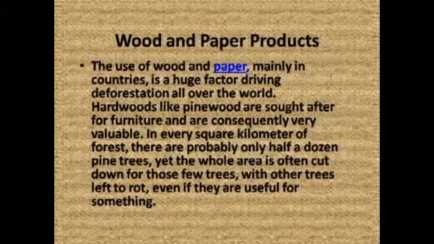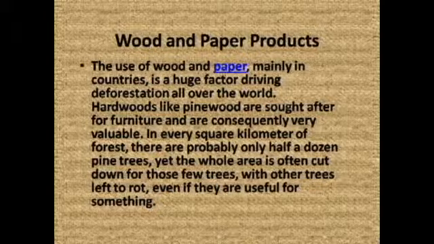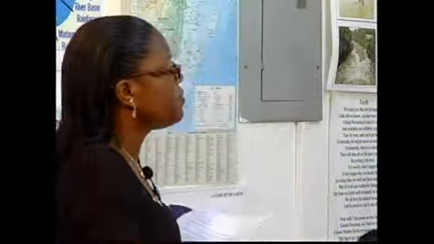It also says that the whole area is often cut down for those few trees, with other trees left to rot, even if they are useful for something else. So maybe they are in the forest and they find a mahogany tree and there's a sericote nearby. They will still cut down the sericote and leave it there and just take the mahogany tree, while the sericote can still be used for furniture. They don't do that, so it is left there as a waste.